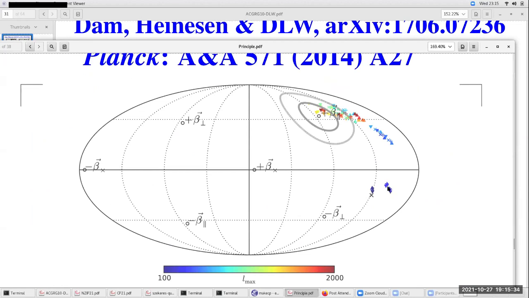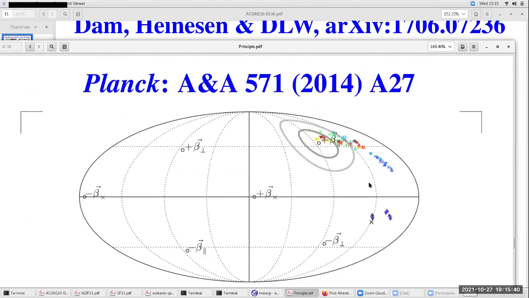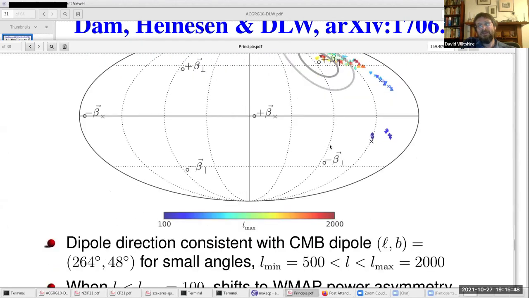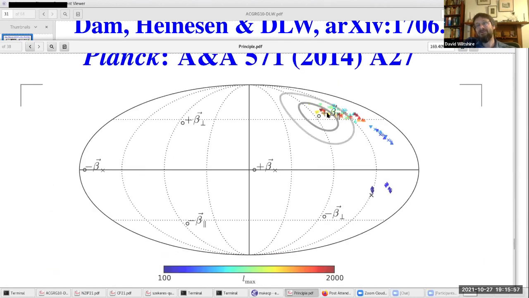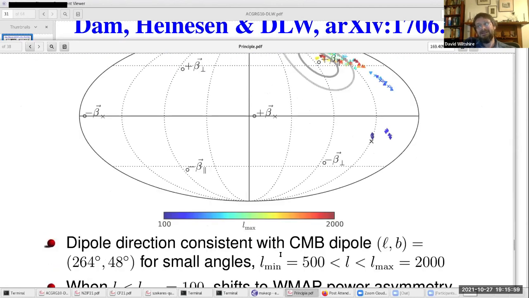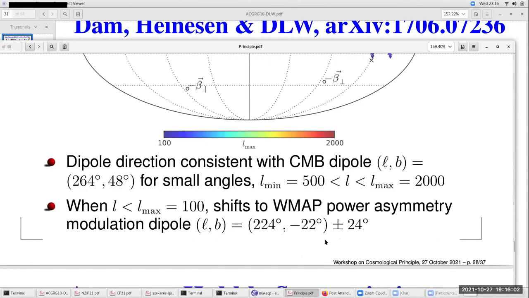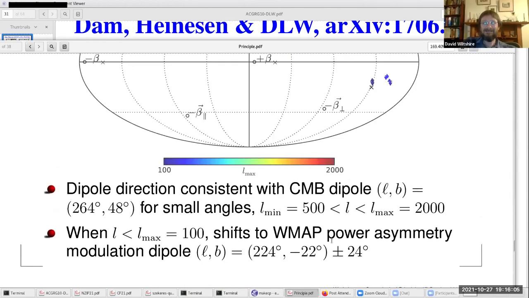So is that what that plot is, this one here? That is what this plot is. That's aberration and the Doppler. If you do that, then this will only work if you cut your multipoles off down at 500. It points in the wrong direction if you include the low multipoles, because of the power asymmetry that is seen at the low multipoles. So the question is, why is there a power asymmetry?